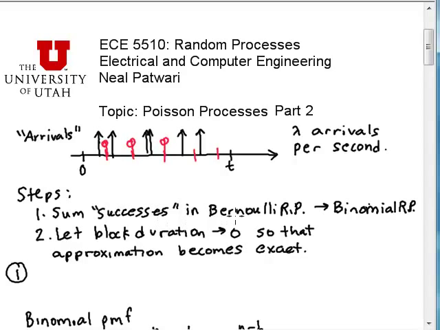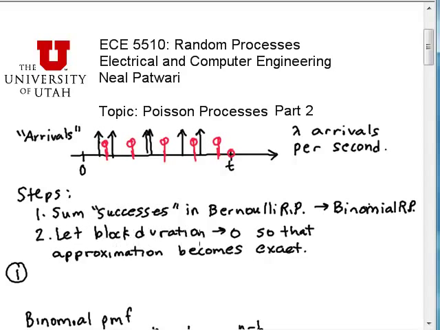But with the Bernoulli random process, I can only indicate 1 or 0. So here there was an arrival, here there was an arrival, here there was an arrival, and the final block there was no arrival. So what do I get? If I were to put this Bernoulli random process into a summer so that I get the binomial counting random process, I would have 5 instead of 6, which is the actual total number of arrivals. That's why we're going to do step number 2.